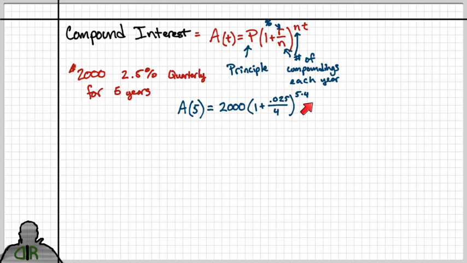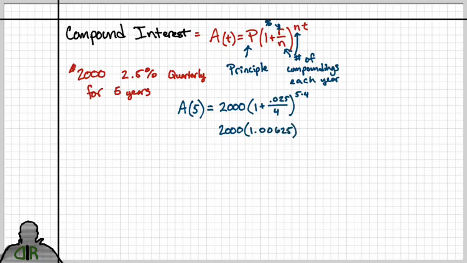So that's how that looks. Ugh, it looks icky, but it's really not that bad. We can do 5 times 4, that's simple. We can even do this in here. So let's get that done. 2,000 is going to stay on the outside. Let's simplify what's in here: 1 plus 0.025 divided by 4. We get 1.00625.